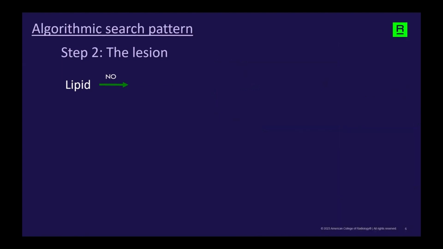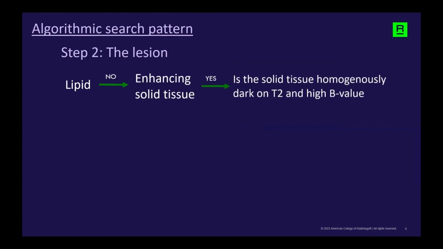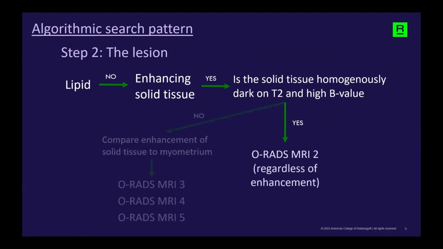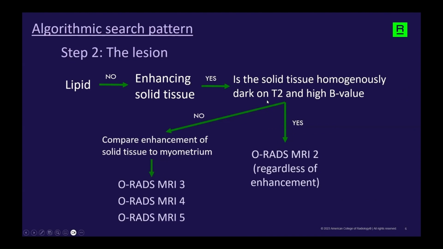If your lesion has no lipid, your next question is, well, is there enhancing solid tissue? And if that answer is yes, you're going to look at the signal intensity of that solid tissue. Is it homogeneously dark on T2 and the high B value? And if the answer to that is yes, you score it an O-Rads 2, regardless of how it enhances and regardless of anything else. If it is not homogeneously dark on T2 and the high B value, i.e. there's intermediate or high signal in the solid part, then you need to look at the enhancement of that solid component to see if you're going to rate it a 3, 4, or 5.